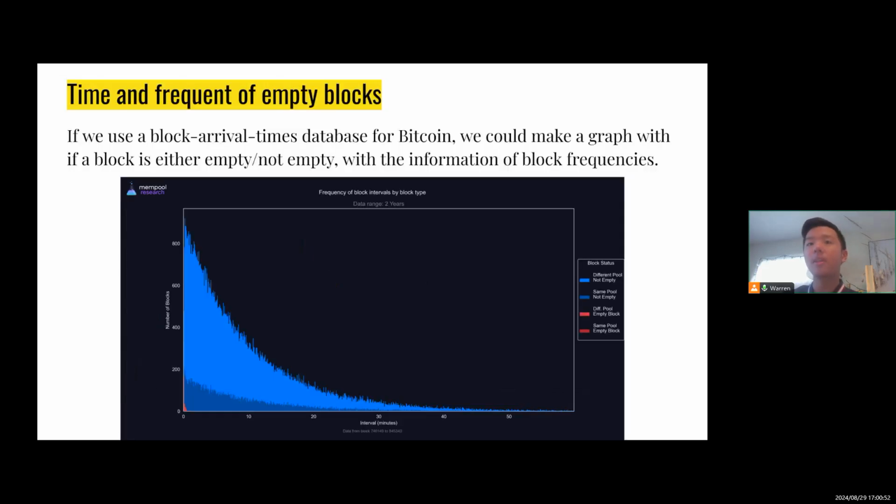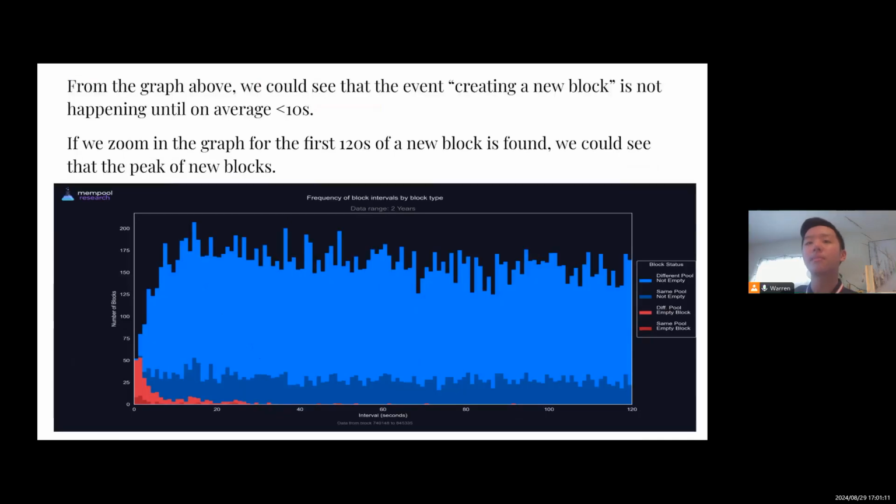And now if we add the time and frequency of empty blocks to the indicator, we could see that blocks that arrive within the first 15 seconds of the previous block's creation are usually empty blocks. So now we have a more zoomed in range of the time frequency of blocks and empty blocks chart.